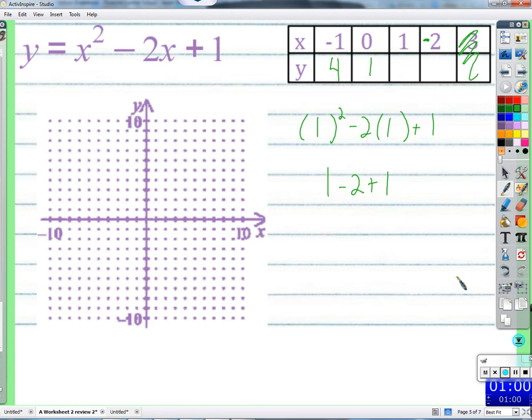Yeah. Right? Okay. Alright, so this is 0, right? 1 minus 2 plus 1. This is 0. And we'll put a negative 2. Negative 2 times negative 2 is 4. So plus 4 plus 1. 9.